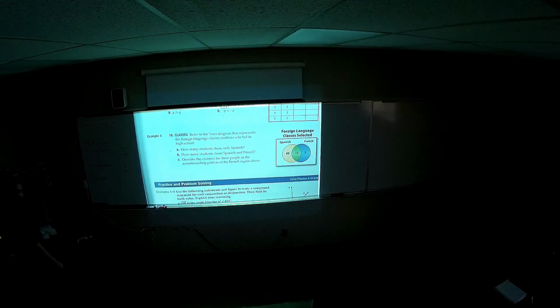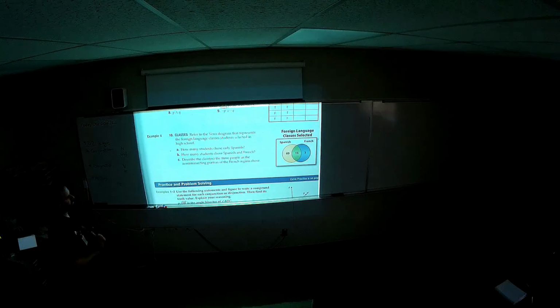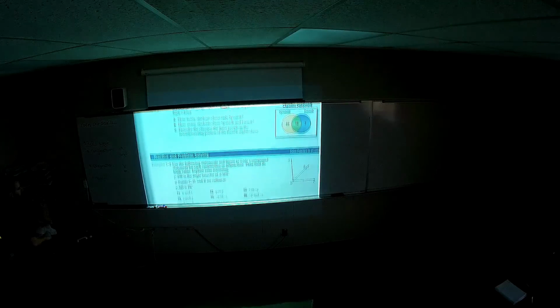Venn diagram, how many people only chose Spanish? Looks like 89. How many people chose Spanish and French? That's the middle number. And then describe the 3 people in the non-intersecting portion of the French reading. So that'd be the 3 of them. So total of 18, but 3 didn't only pick French. All right. Moving on, what do we got?